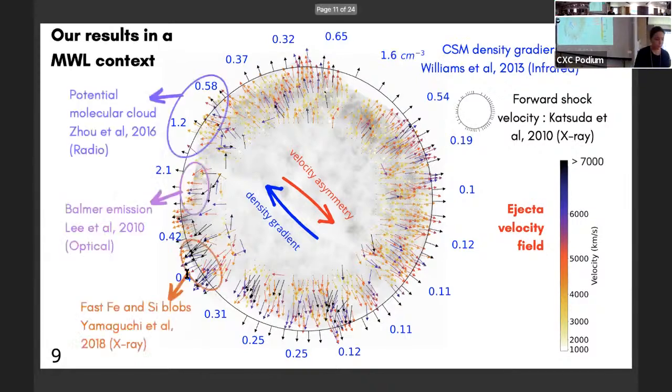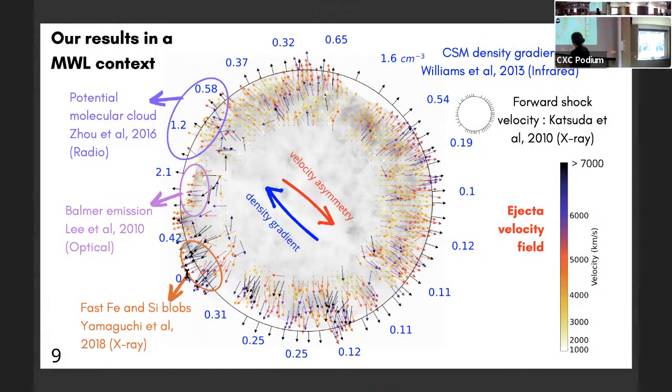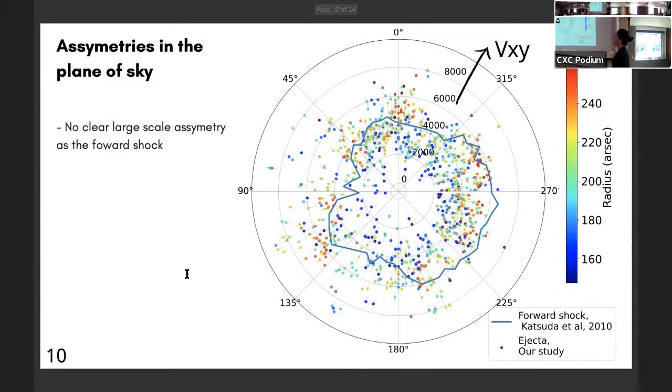And there are also local particularities. For example, here there is a potential molecular cloud, and we can see that in the same zone our vector field is slower, and it's the same here where there is band emission, so potential interaction, and it's the same idea. Our vector field is slower, and in contrast, here there is a fast iron and silicon blob, and we have a faster vector field.